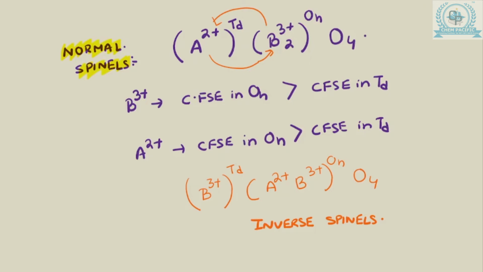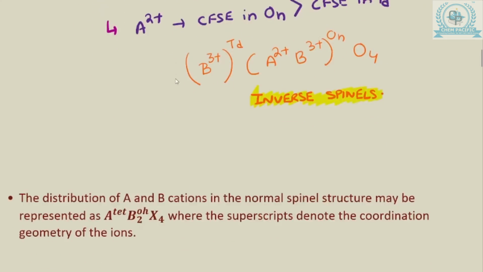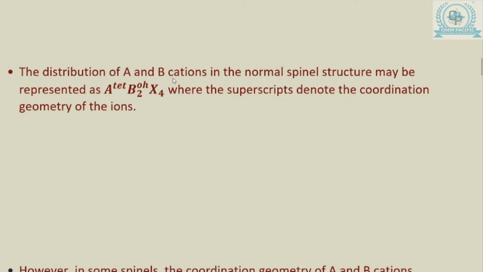I hope now you understand what is meant by normal spinels, what is meant by inverse spinels, and how and when they are formed. So this is very clear to us. Now what we need to clarify is how we do the calculation. So see, I have already given you: if it is a normal spinel then it is represented in this way, clear, where X is denoting the anion and A and B are the cations which occupy the voids created by the anions.